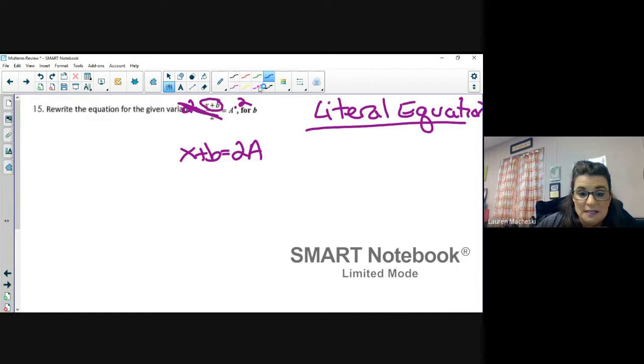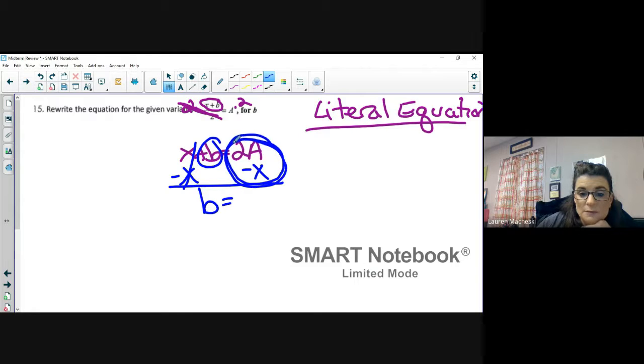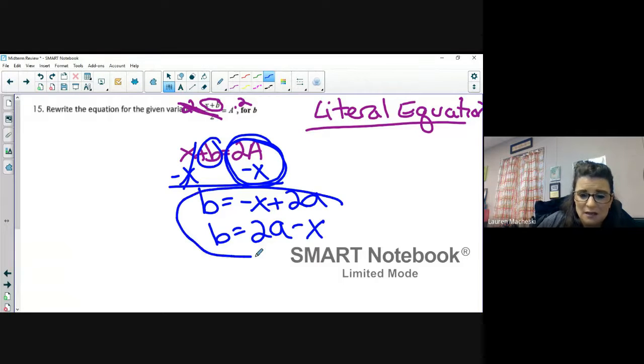If you're trying to get b by itself, how are you going to get rid of the x? Subtract the x. Can you subtract these? Are they like terms? No, they are not. So rewrite it. Whether you put -x plus 2a, or if you put 2a minus x, those are the same exact thing. It doesn't matter which way you put it.